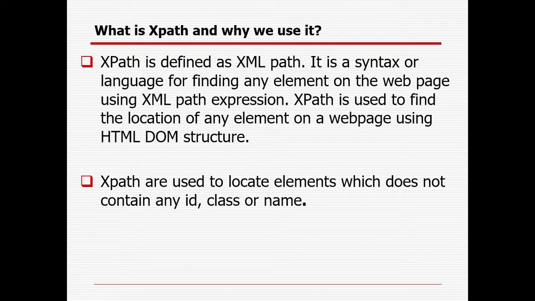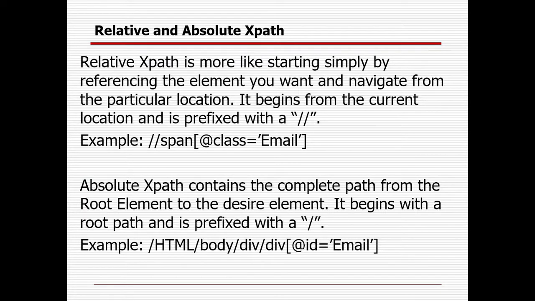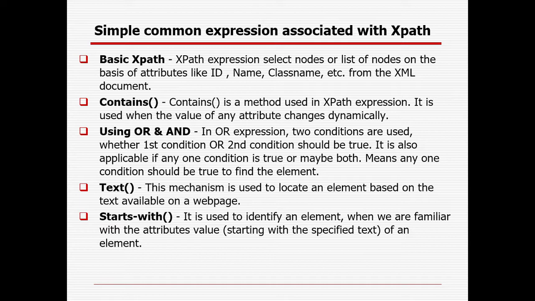Then XPath, in case you are not able to uniquely identify with the help of ID, class, and tag name, you have to create your own XPath where you can use some basic XPath. You can use contains, and or operation, text, starts with, but ends with is not there in the XPath. Okay, and you can also go in the forward and reverse direction to create your own XPath.